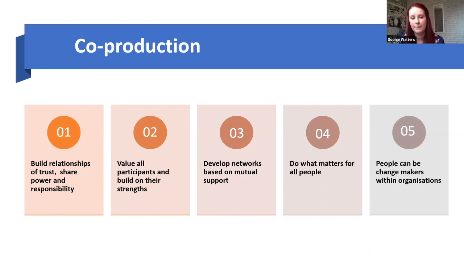So the principles will be the text that you see on the slide, and then we'll give you our thoughts about each one, and then we'll give you some ideas about how you can put those principles into practice.